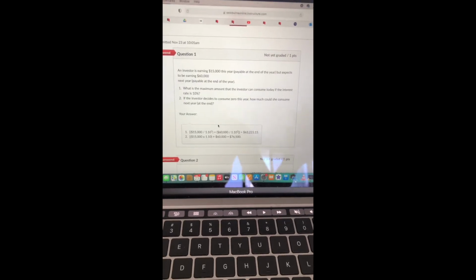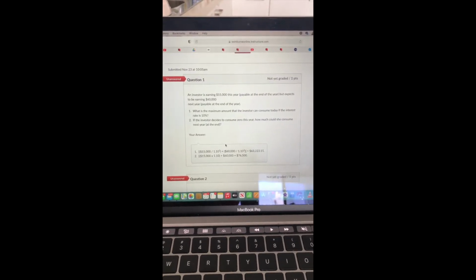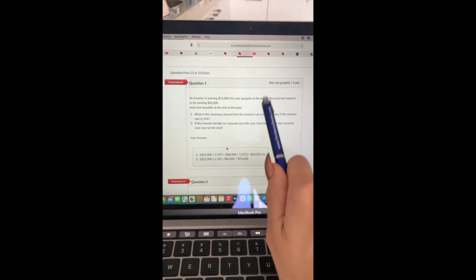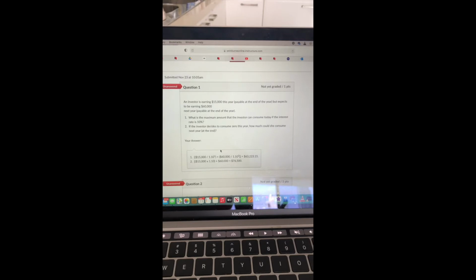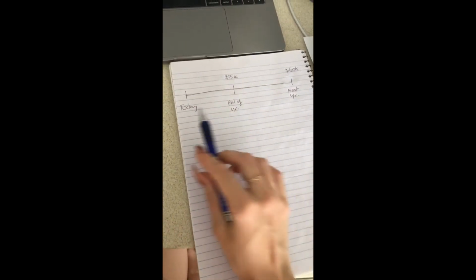Okay, going over question 1 here, let's have a little read. An investor is earning $15,000 this year, payable at the end of the year. This is essential, but expects to be earning $60,000 next year, payable at the end of the year, again essential. So what I've done here again, I've done a little timeline. I find this really helpful.